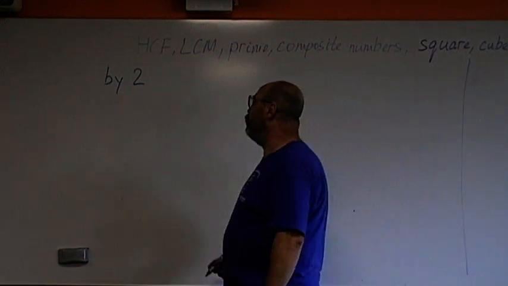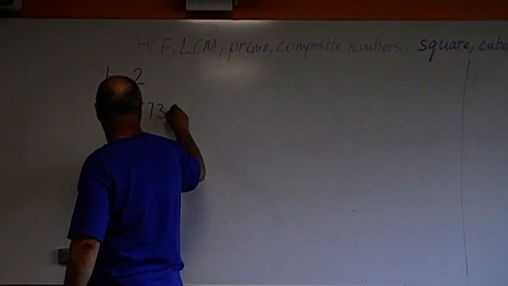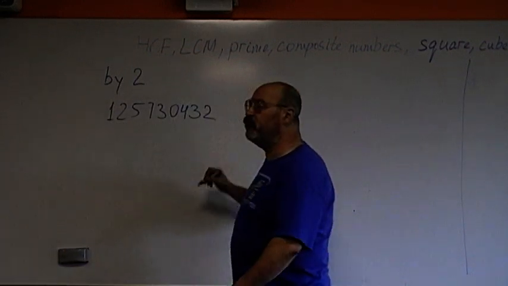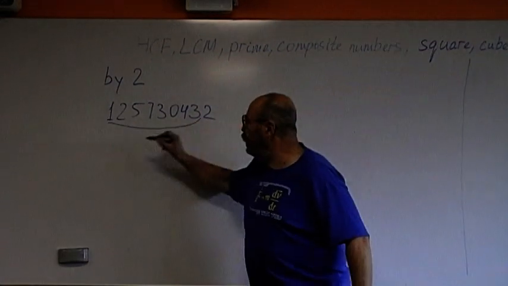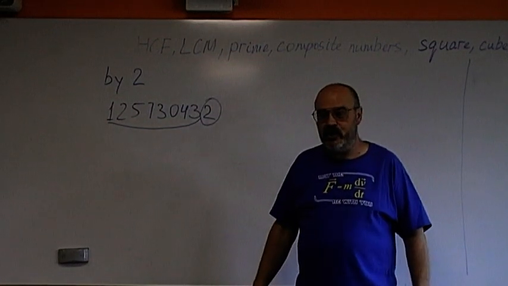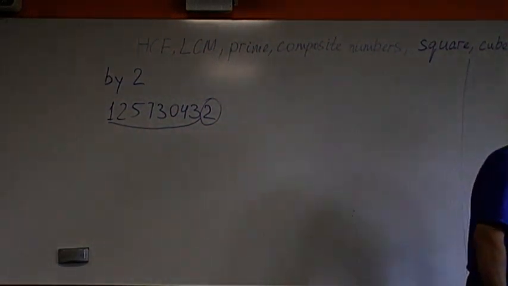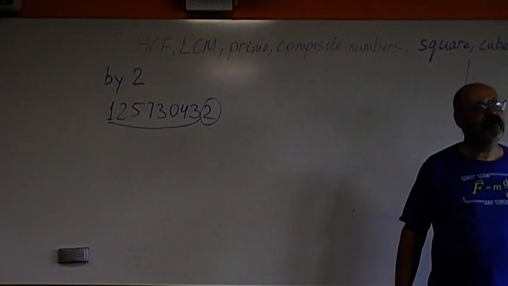So if we have a number, is this number divisible by 2? Yes, because we don't care what is here. We care only about the last digit. If the last digit is even, the number is divisible by 2. Also, if it ends with a 0 or 5, it's divisible by 5. We will come to that in 2 minutes.